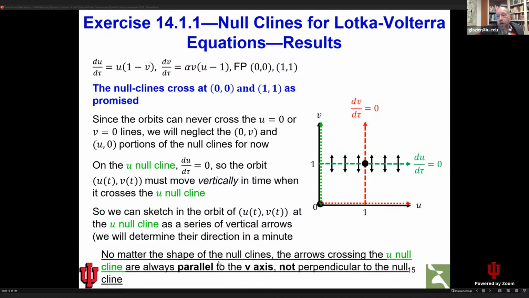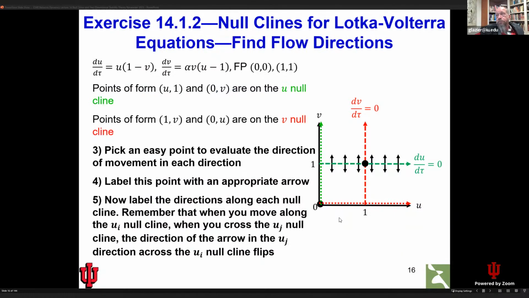And again, no matter the shape of the null-clines, the arrows crossing the U dot null-cline are always parallel to the v-axis. And that makes it problematic to draw the U dot null-cline on this vertical line because they're parallel to the line. So if I wanted to draw a black line on this dotted one here, it would be vertical. And this is something that you'll run into occasionally, where the null-cline is essentially parallel to the flow line. We'll see that in a minute.